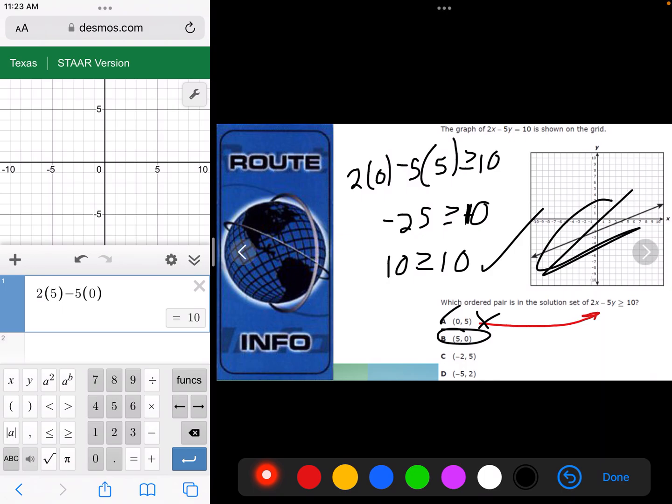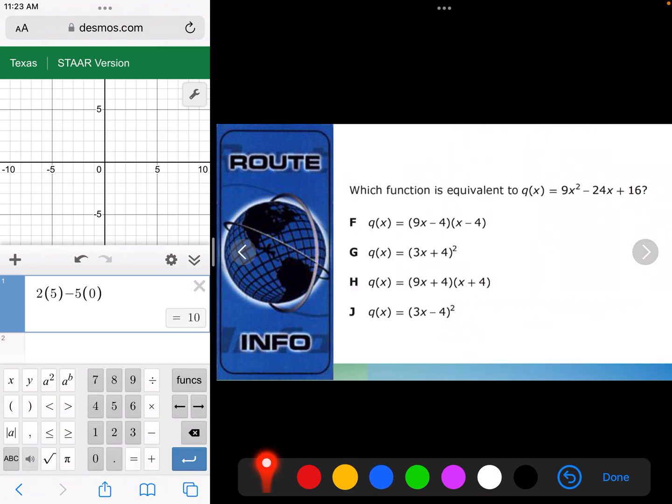The next one is 5, 0. So I can change that 0 to a 5, change that 5 to a 0. Okay, this is 10. Is 10 greater than or equal to 10? Yes, because 10 is equal to 10, so it's got to be B on that one. So you can do it that way.